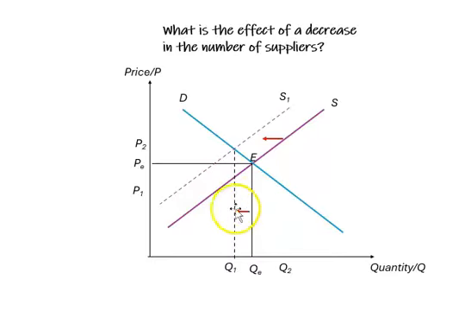And as quantity decreases to Q1, price increases to P2. And we have our new equilibrium at E1. And when it comes to the demand curve, as price increases, the movement is along the demand curve, and demand decreases to point E1.